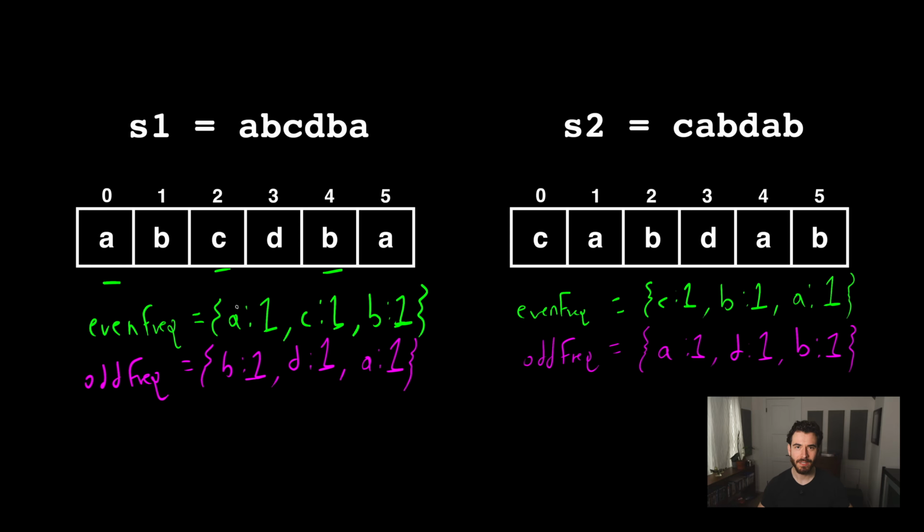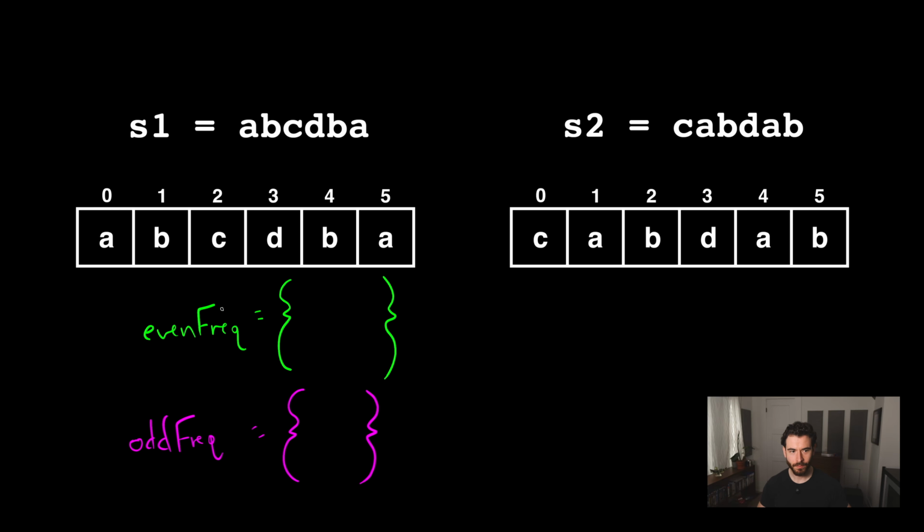But instead of maintaining 4 separate hash maps, we can combine the work into just 2 hash maps by tracking the difference between the two strings. So now we would have just 2 hash maps, even frequency and odd frequency. When we see a character in S1, we increment its count, and when we see a character in S2, we decrement its count. And we would do this separately for even and odd indices.